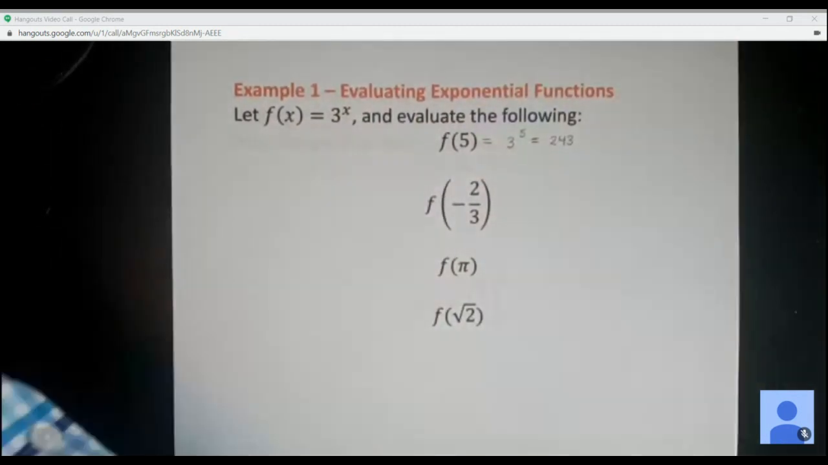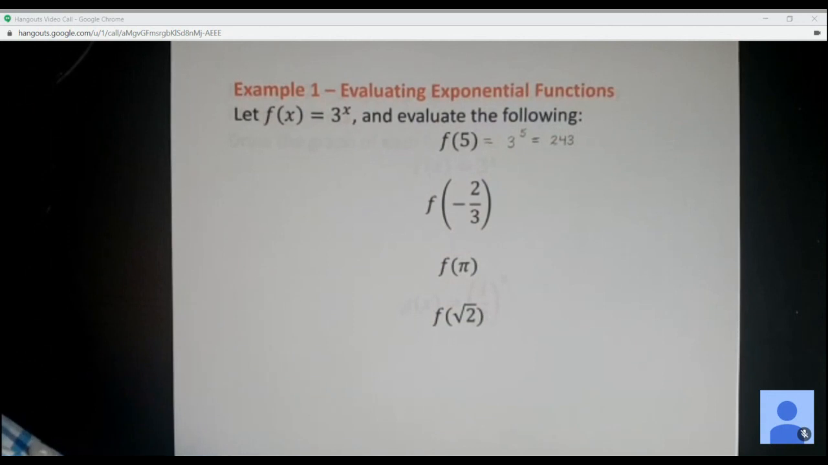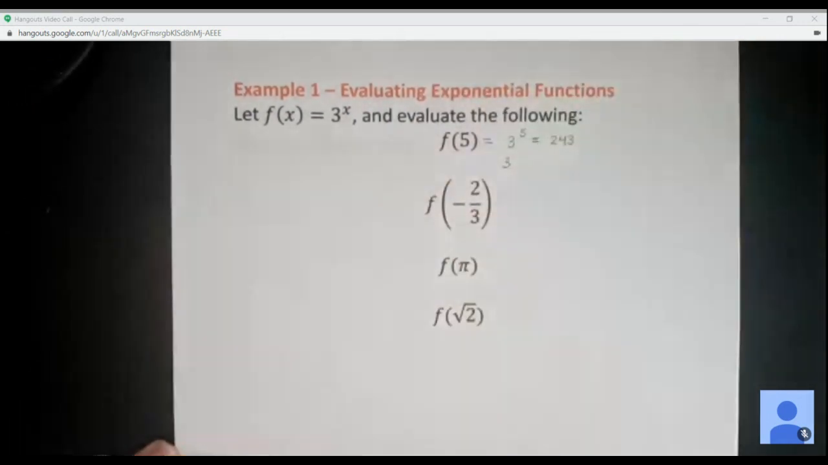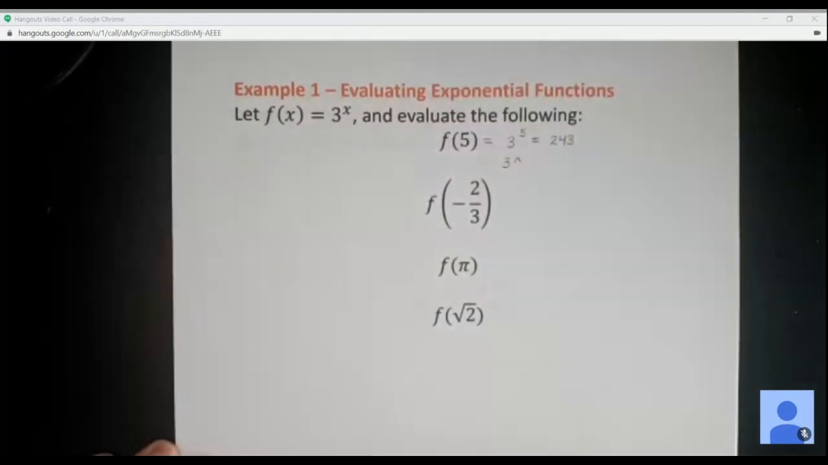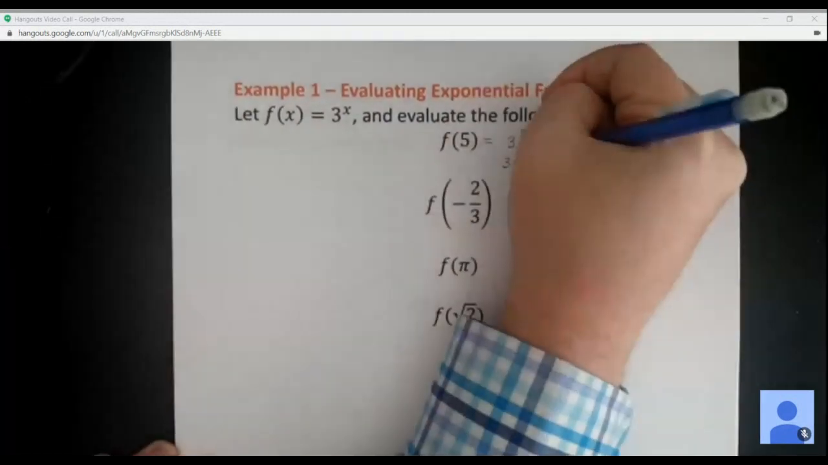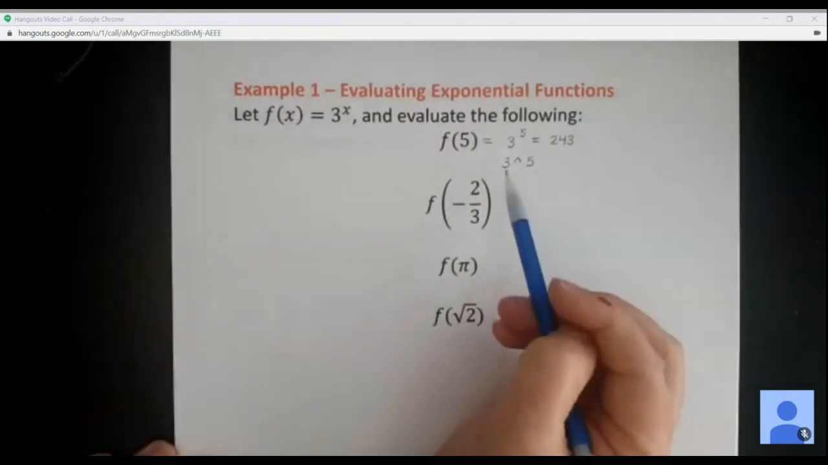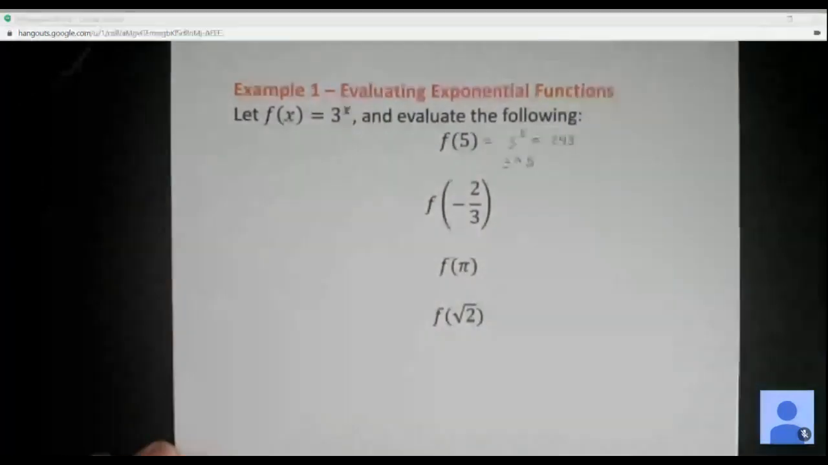243. Now, if you're looking for how to actually put this into your calculator, all the graphing calculators and a lot of the scientific calculators use what's called the caret to do exponents. So we would put our base first, then select the caret key, which is a little housetop looking thing, and then put the exponent. So when you're putting it into the calculator now, it's going to be 3 to the 5th power. And when we do that, it should give us this value here.